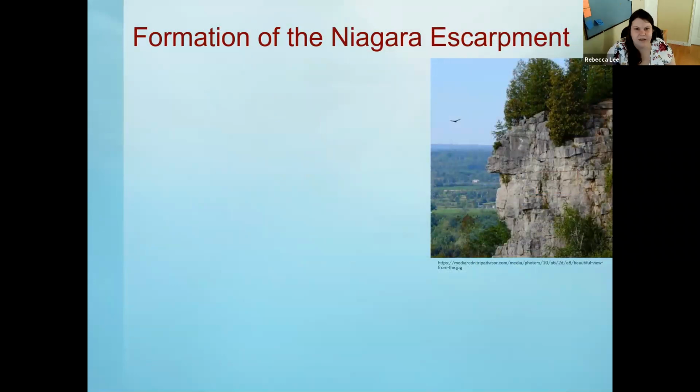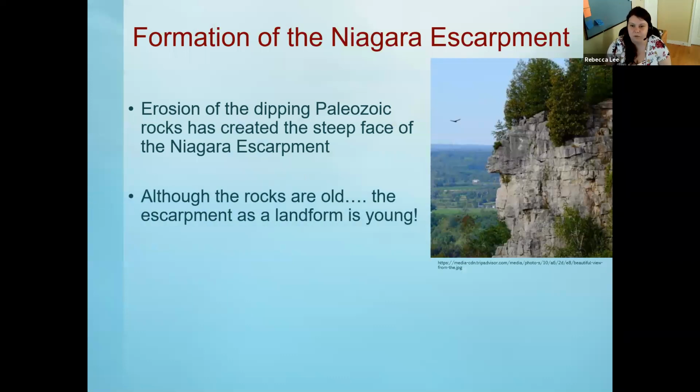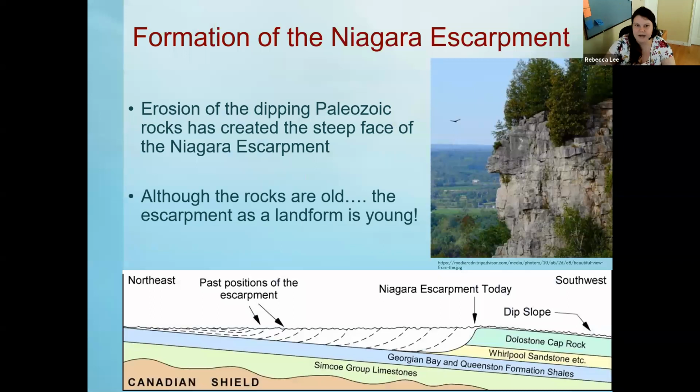So now that all of the rocks have been laid down, we're going to talk about the formation. A lot of this comes from the erosion of those multiple glaciations that Carolyn was just talking about. We're eroding the dipping Paleozoic rocks backwards to form that steep face. It actually started up where the Canadian Shield was and stripped it back further and further from the northeast to the southwest where we see it today. So it's gradually moved backwards.